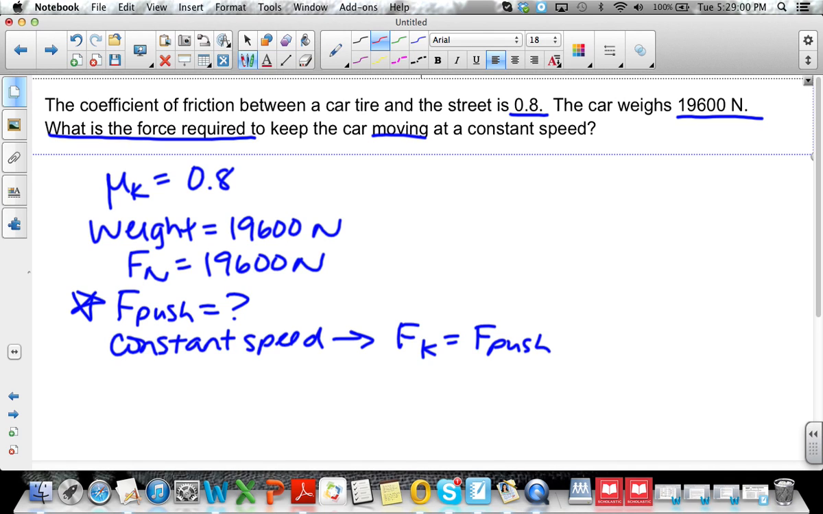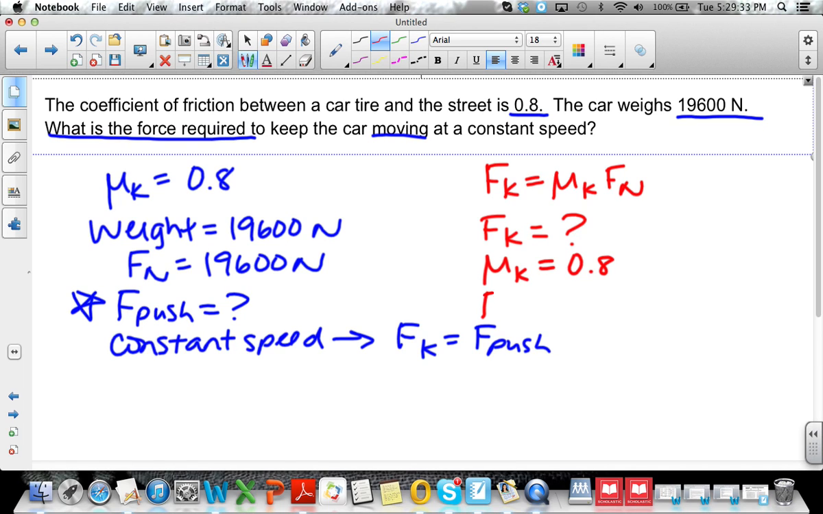Next, let's see, I already have the weight, so I don't need F equals ma. That's the only time I've ever needed that. So I'm going to need my friction formula. So Fk, well, I know it's Fpush. Well, let's see. Do I know Fk? No, I don't know Fk. Then mu k, I've got that is 0.8, and the normal force is 19,600 newtons.